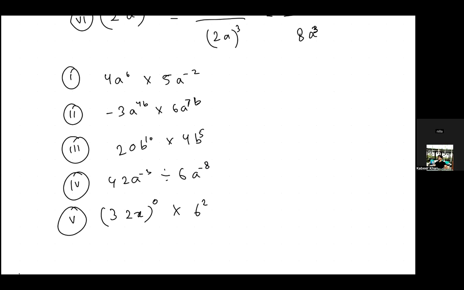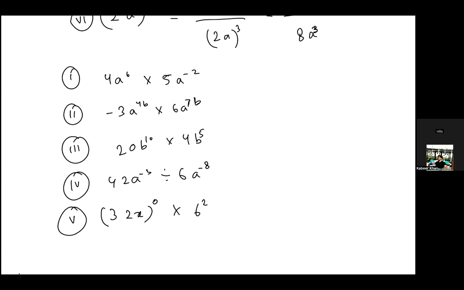Tell me the third one. The third one, I got 80b to the power of 15. Third one, 20 times 4 is what? 80. Yes, exactly, 80, you're right. And for b, the power is 5 plus 10, so you said 80b to the power of 15, right? Yeah, that's fine then. Okay, my mistake. I had put a division sign in my notebook.